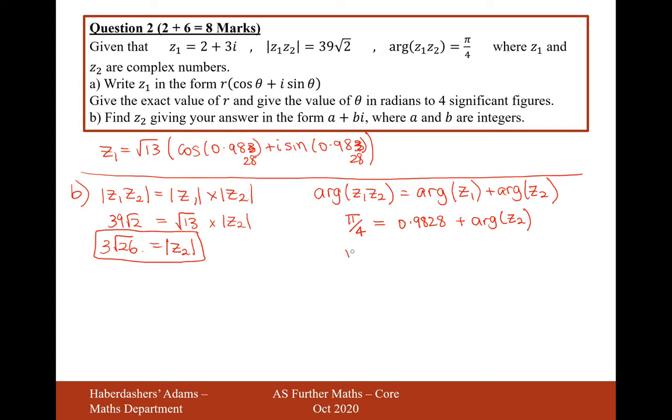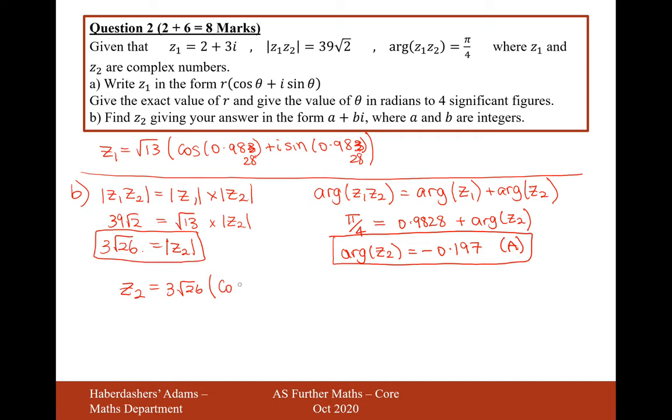And that will give me arg of z2 equals minus 0.197. What I think I'll do now is I'll store this as A in my calculator. So I'm going to press the STO button, and then I'm going to press A to store it exactly in my calculator. So I now know that my complex number z2 is going to be written as 3 root 26 times cos of minus 0.197 plus i sine minus 0.197.